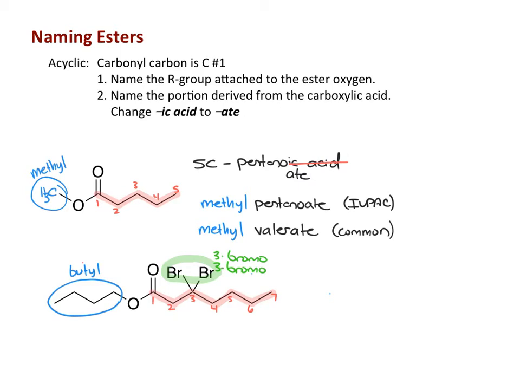Okay, so we'll assemble our name. Start with the ester R group, butyl, leave a space. Now we'll write our substituents alphabetically, but in this case, we'll just combine our 2 bromos as 3,3-dibromo. And then the 7-carbon parent comes from heptanoic acid. We do heptanoate.